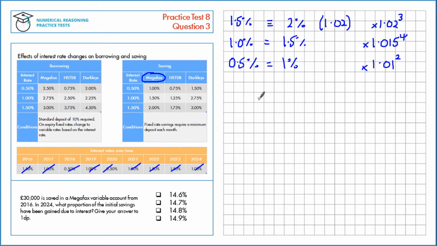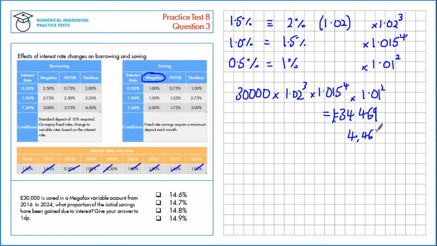We've got £30,000 as the initial deposit, and then it's going to be multiplied by these 3 multipliers, 1.02 over 3 years, 1.015 over 4 years, and 1.01 over 2 years. That gives us a total of £34,469 at the end of the period. Obviously, the amount that's been accrued due to interest is this subtract 30,000, which is £4,469.